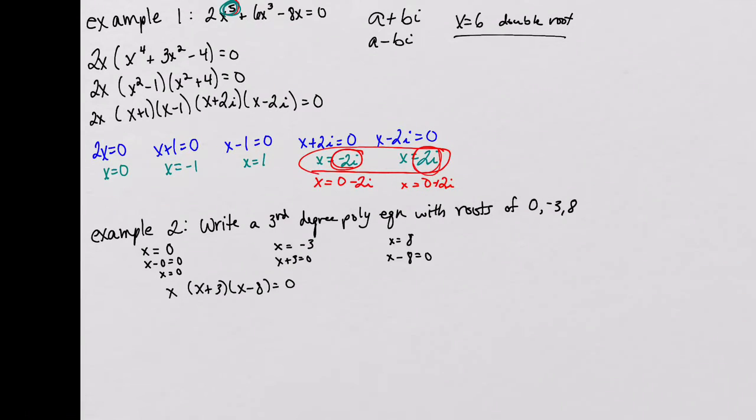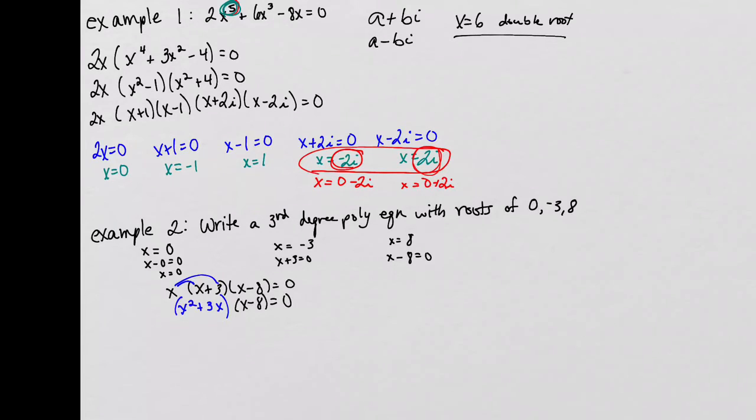I need to get this into standard form. So I could either multiply x times x plus 3, get a product, and then multiply that by x minus 8. Or I could group these two together and get a trinomial, and then multiply that trinomial times x. The order is not that important, so I'm just going to go ahead and start with these first two and see what we get. So I ended up with x squared plus 3x.